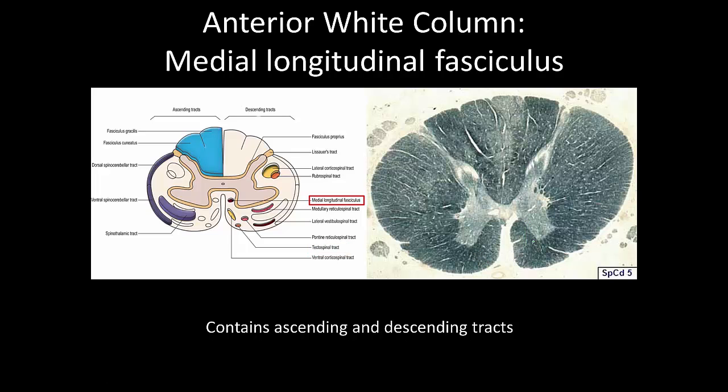Next, we'll look at the medial longitudinal fasciculus. Now, the MLF is located anterior to the central canal and gray commissure, and it can influence neurons within the anterior gray horn as well once it leaves that tract.